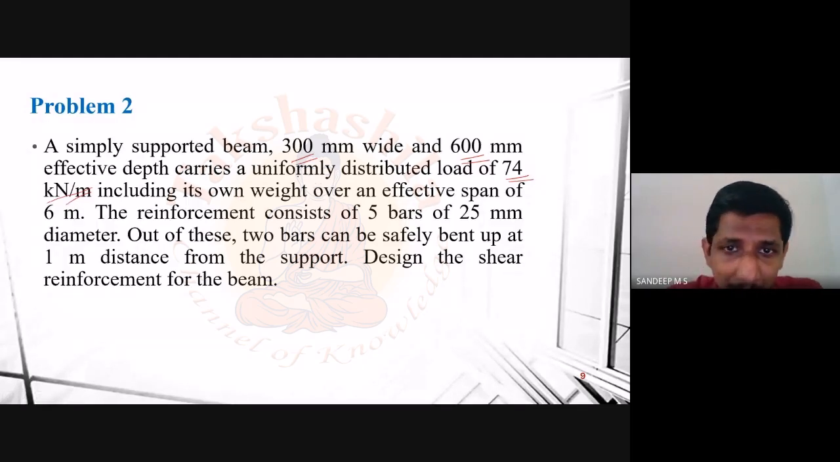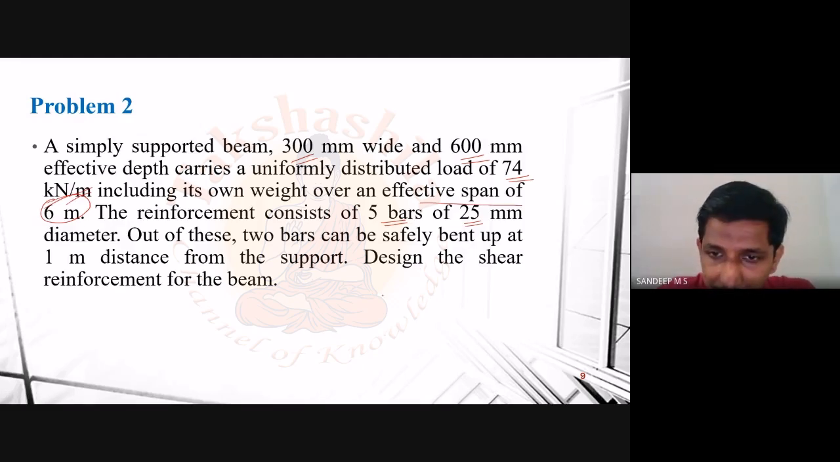Okay. So in this particular question, this UDL is given as inclusive of its own self weight. So basically, this is a combination of the actual load acting on the structure as well as the self weight of the structure. And it is mentioned that this is acting over an effective span of 6 meters. So the span is given as 6 meters. Then we have 5 bars provided as the reinforcement, and the diameters of the bars are all the same, that is 25 millimeters. So these are the basic things that are given in the question.